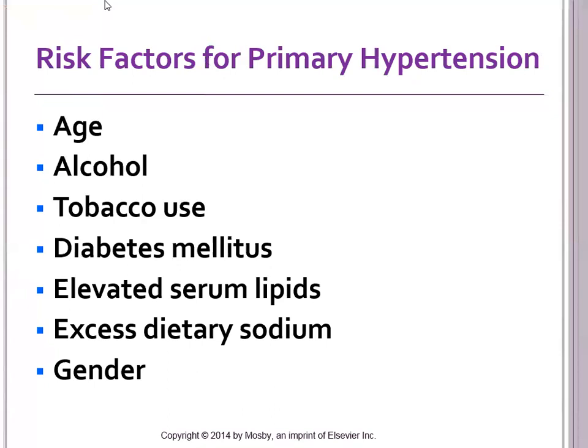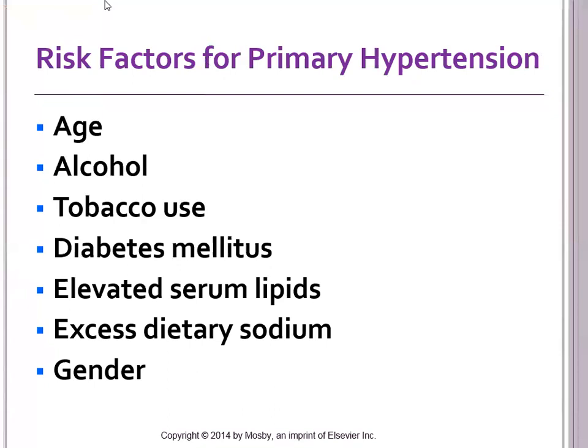Tobacco, we all know that all about smoking. Diabetes can raise your blood pressure. And when patients have hypertension and diabetes together, they're at even greater risk for organ disease from the combination. High levels of cholesterol and triglycerides are a risk factor for atherosclerosis, and hyperlipidemia is more common in hypertensive patients.